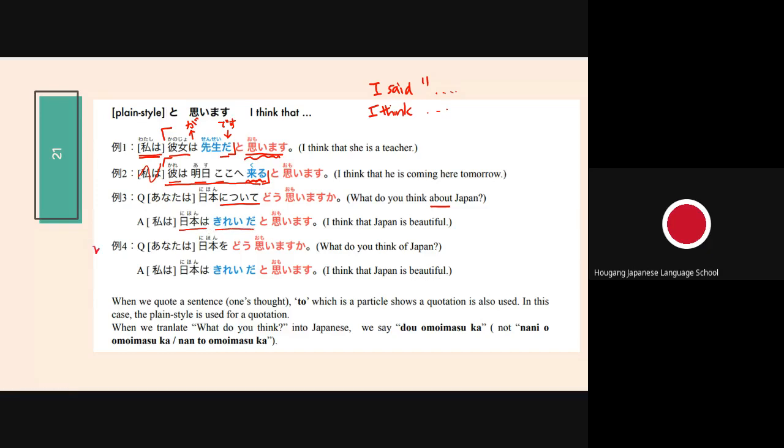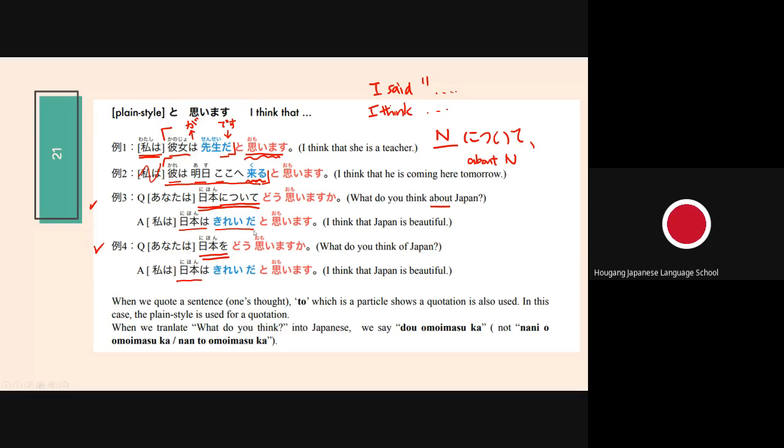Okay, question 4 is the same as 3. Nihon wo do omoimasu ka? Okay, Nihon wo and Nihon ni tsuite, you can translate it to be the same. It's just ni tsuite, this grammar. There must be a noun before it. So regarding and concerning or about N, let's put about, easier. About N, what do you think? See, the answer is the same. Nihon wa kirei da to omoimasu. Okay, let me check. Okay, sure.